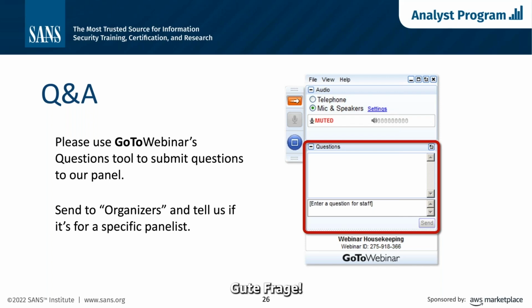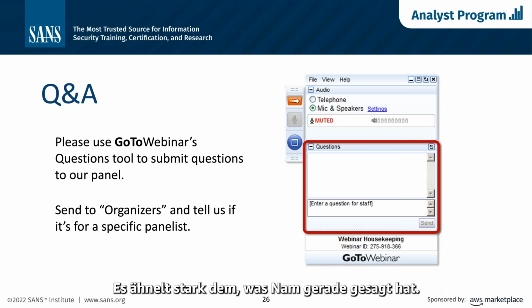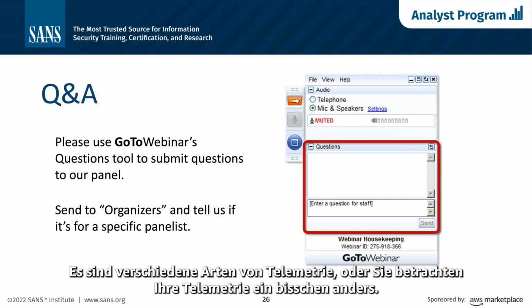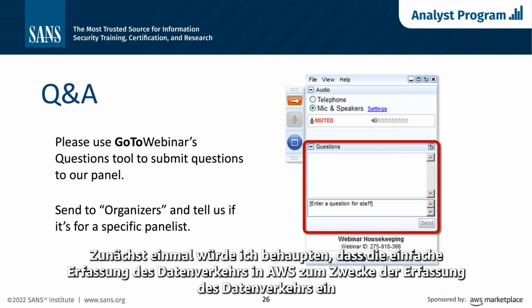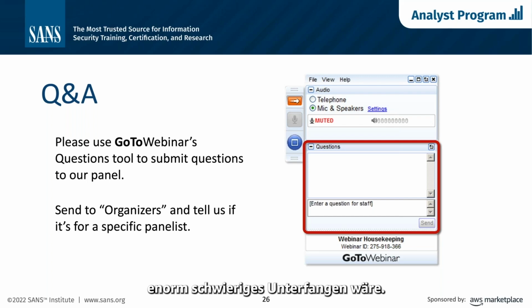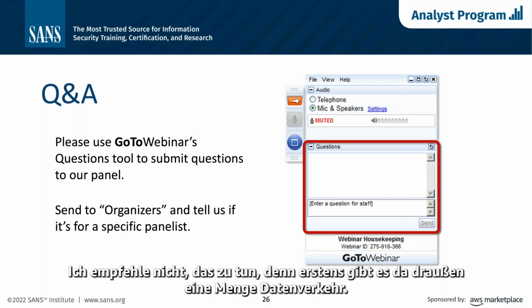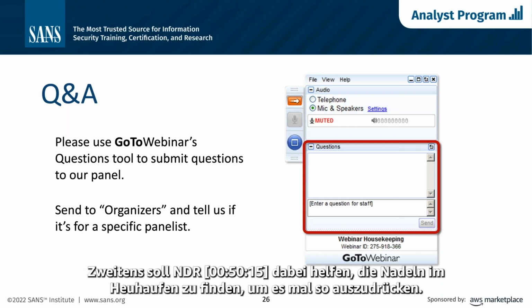Good question. It's actually similar to what Nam was just saying. It's different types of telemetry, or you're looking at your telemetry a little bit differently. First off, I would argue that capturing packets, just simply capturing traffic in AWS, would be a very tough feat to get past. I do not recommend going through that because it's a lot of traffic out there. Number two, NDR is meant to help find the needles in the haystack, for lack of a better proverbial term.